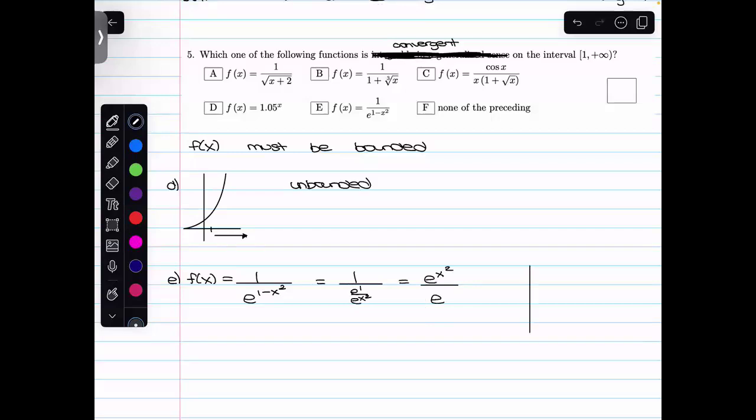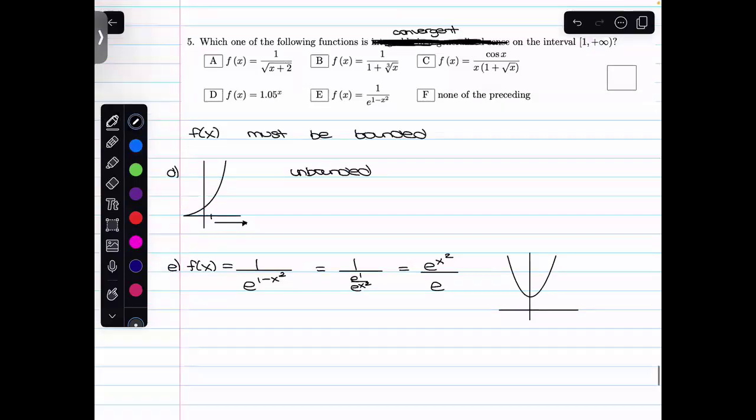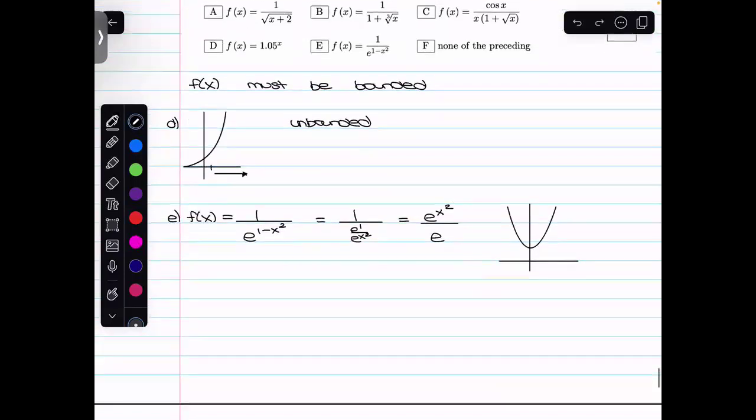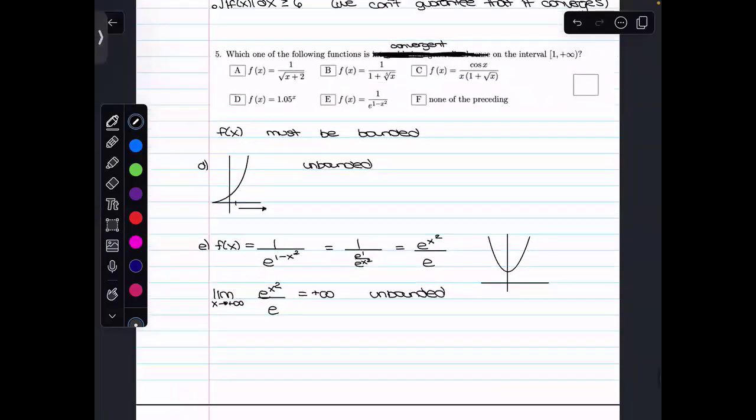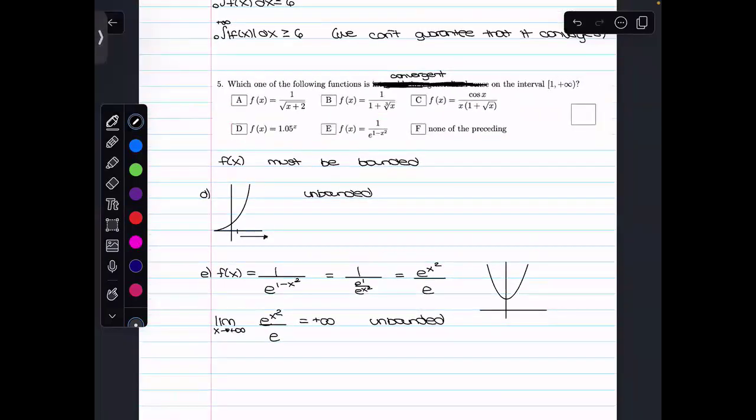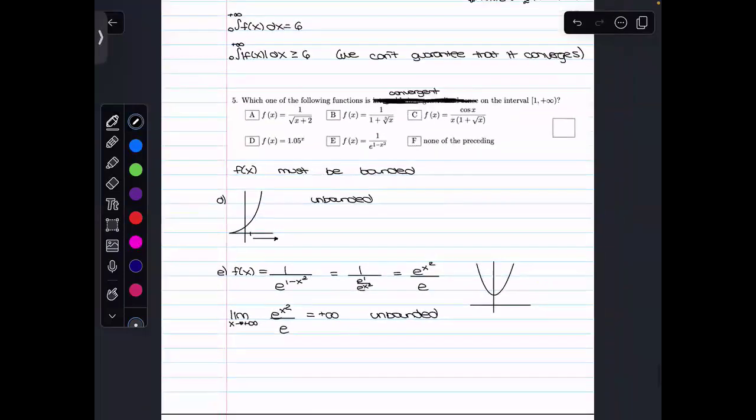So even if you can't graph this perfectly, intuitively, as x gets very big, this is going to get infinitely big. So it's going to be something along the lines of some sort of a parabola. Again, it doesn't really matter what it is exactly. What matters is that as x goes to infinity, you could actually just take a limit. The limit of that is going to be infinity, which implies then that it's going to be unbounded again. So my point is that you can easily eliminate D and E, and so you don't want to waste any time doing the integration for those.